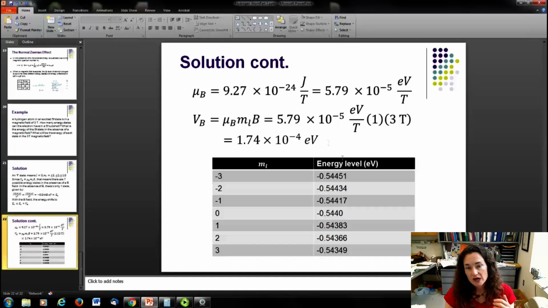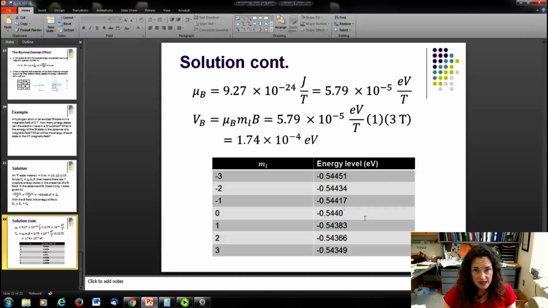All right, so what I've done is I've taken that number, and remember what's going to happen is for these various states, we're just going to take that number and multiply it by minus 1, minus 2, minus 3, or 2 and 3, and plug into our chart. And then we have minus 0.544 plus these different values of integer constants times this 1.74 times 10 to the minus 4 eV. And so that gives you the energy level breakdown.